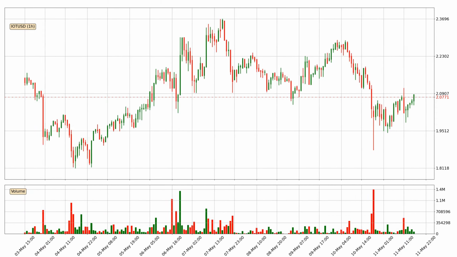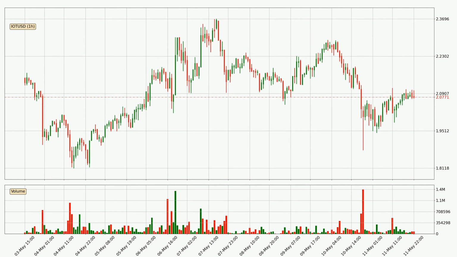Let's get started. Today, find out how the price of IOTA has changed and what the technical indicators SMA, EMA and MACD show. If you are unfamiliar with the indicators, check out the explanation videos below.